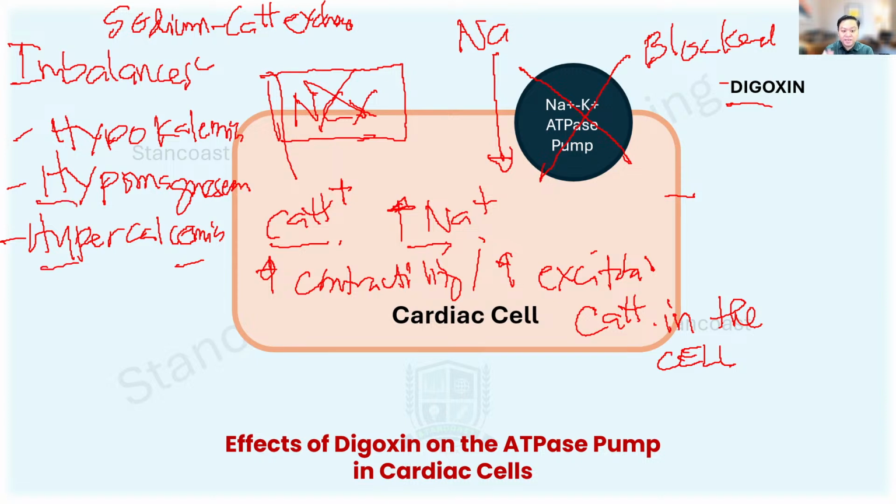And of course, if there is excess calcium level in the bloodstream, and since there is already blockade of that pump, it will allow more entry of the calcium ions into the heart cells, causing more increased contractility, increasing excitability. So this will lead to that condition called dig toxicity. Okay, so that's enough for the dig tox.